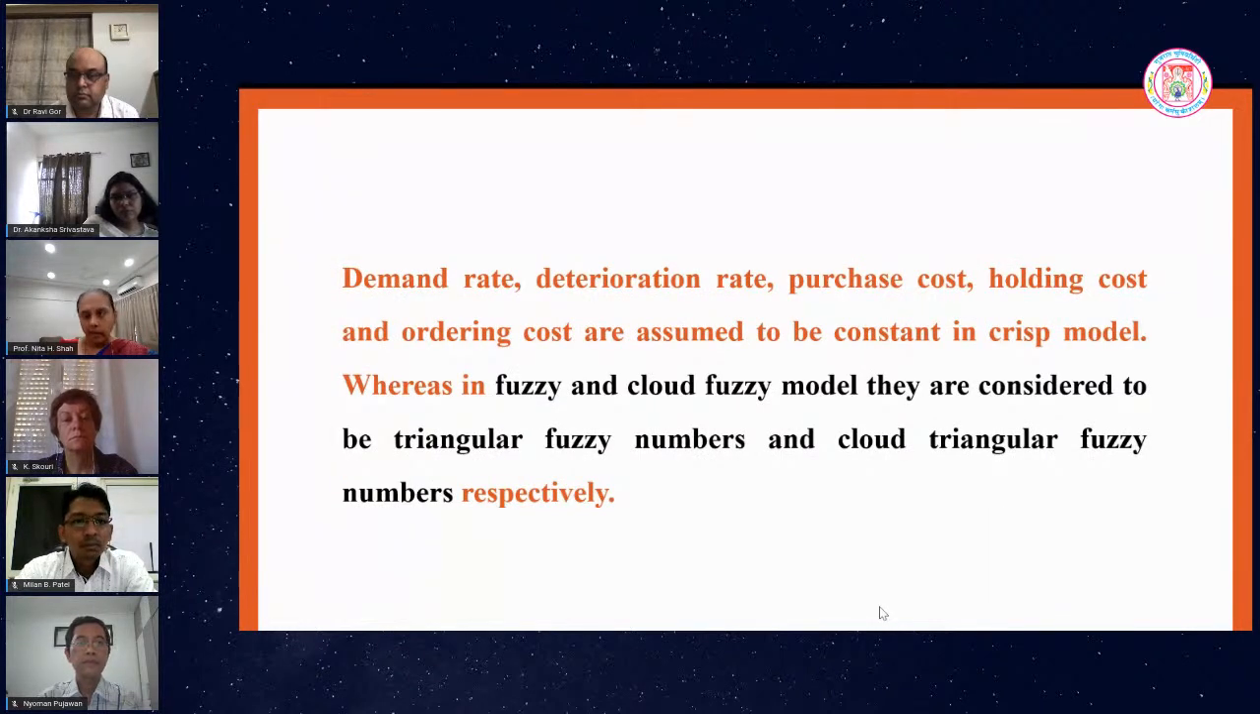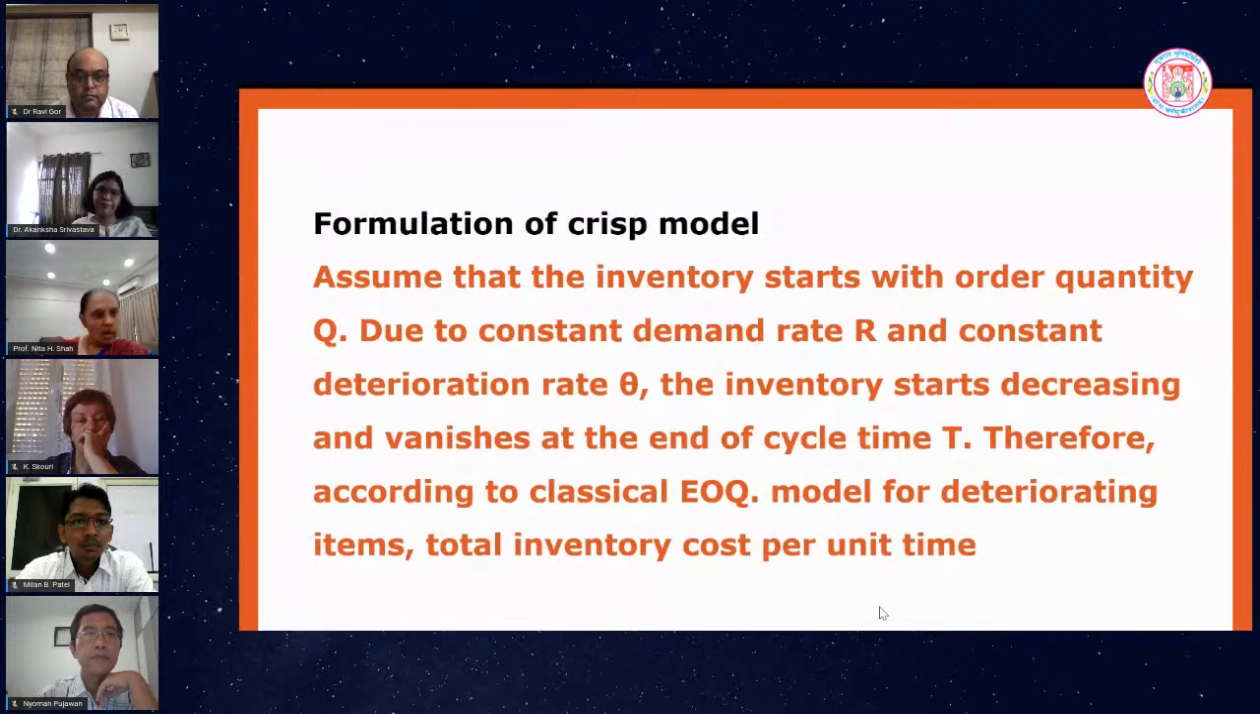Demand rate, deterioration rate, purchase cost, holding costs, and ordering costs are assumed to be constant in the CRISP model, whereas in the fuzzy and cloud fuzzy models, they are considered to be triangular fuzzy numbers or cloud triangular fuzzy numbers. So all the parameters we are considering to be either in fuzzy sense or cloud fuzzy sense. Okay, let us formulate the model.